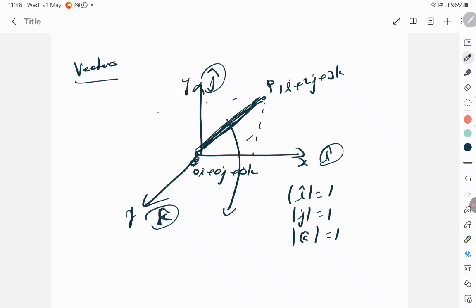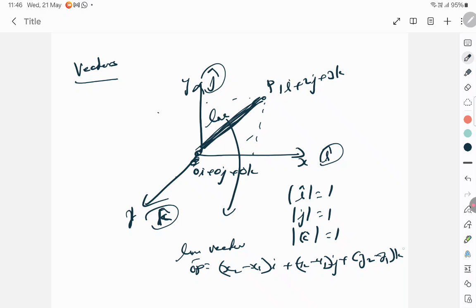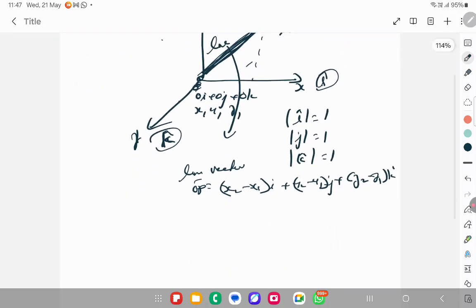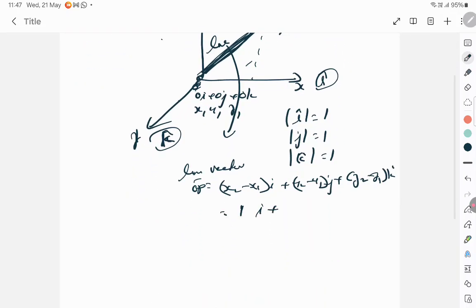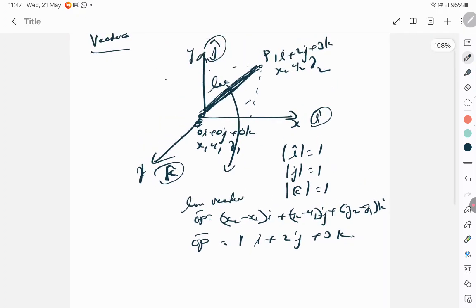If you want to find the magnitude of this, first find the line vector. The line vector is the OP vector, whose formula is (x2 minus x1) into i plus (y2 minus y1) into j plus (z2 minus z1) into k. Supposing this is x1, y1 and z1, and this is x2, y2 and z2. This is (1 minus 0) into i plus (2 minus 0) into j plus (3 minus 0) into k. So thus you get a line vector. This is called a line vector or P vector, which is P minus O.